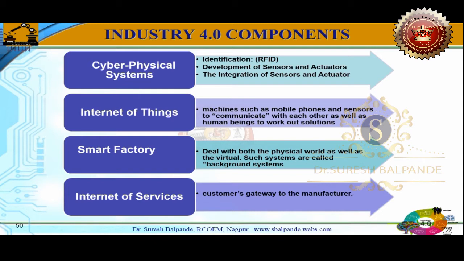In cyber physical systems we will be covering devices like RFID, development of sensors, actuators and integration of sensors and actuators. Then in Internet of Things, there are machines such as mobile phones and sensors, which can communicate with each other. That is taken care of in Internet of Things. Smart factory is all about the physical world as well as the virtual.